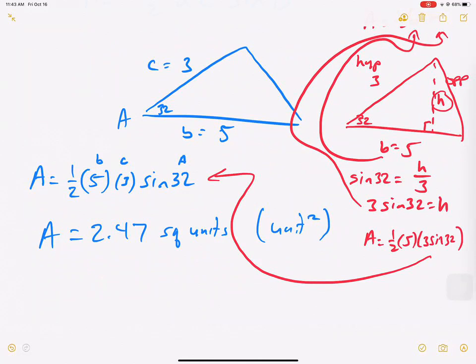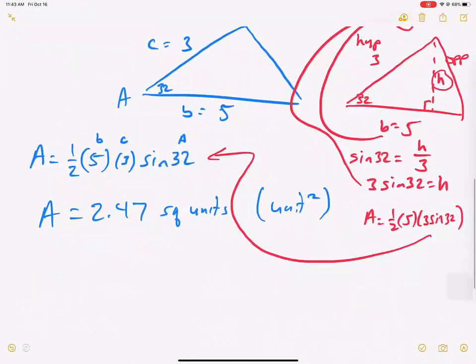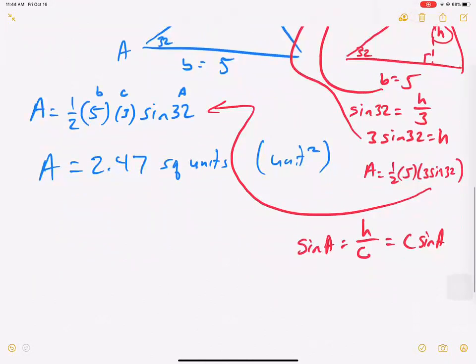The sine formula we're using is just a defined way of writing what we would have already done in geometry. The height will always be represented by the angle and the hypotenuse. Sine of A is equal to h over, let's call that c, which gives us h equals c sine of A. Plugging that into our formula, we have A is equal to 1/2 B C sine of A. Always going to work. So let's do this one more time.